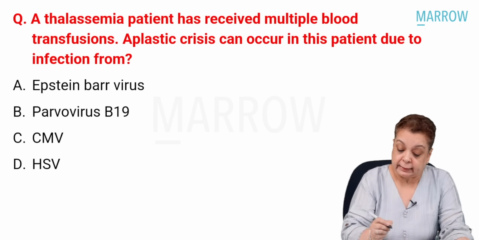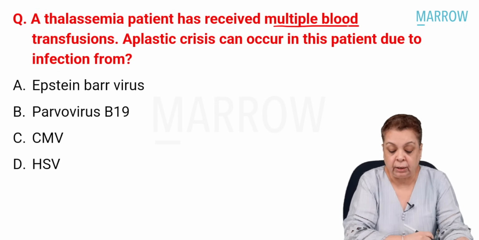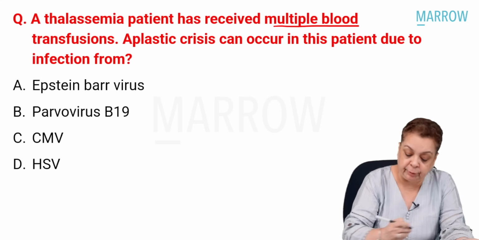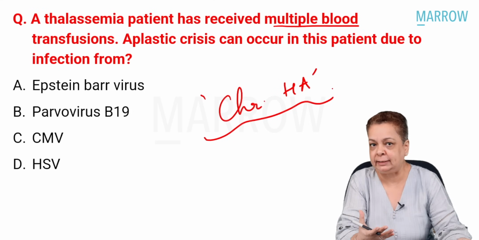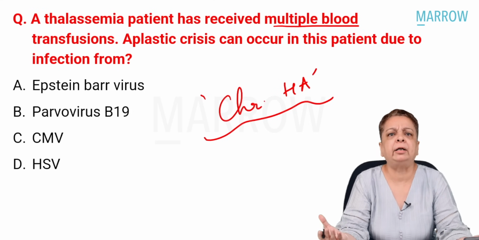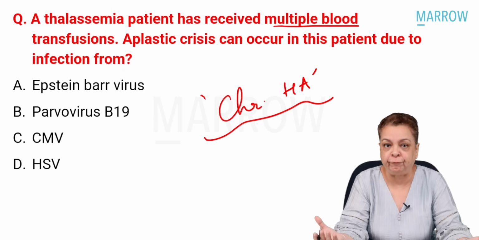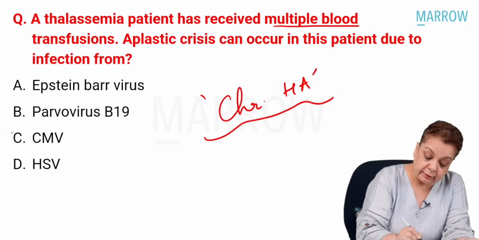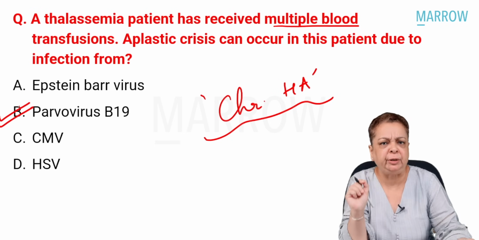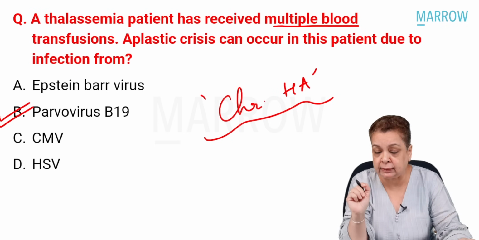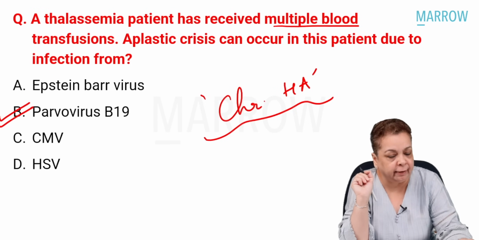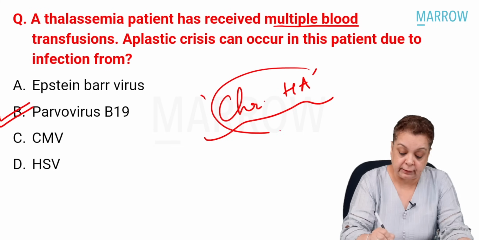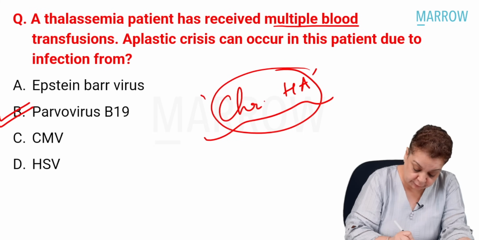A thalassemia patient has received multiple blood transfusions. Aplastic crisis can occur in this patient due to infection from which of the following? So this is a patient with chronic hemolytic anemia, generally sickle cell anemia or thalassemia as mentioned in the question. Of course, what is the virus which can cause aplastic crisis? Because it infects erythrocyte precursors, that is Parvovirus B19. Parvo has been a favorite in the last few years. This is a repeatedly asked question. Please remember to study Parvovirus before every exam. So, aplastic crisis in chronic hemolytic anemia patients.